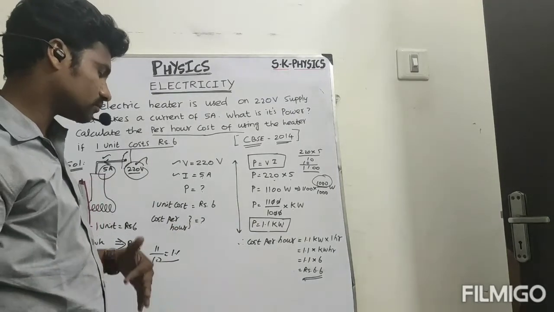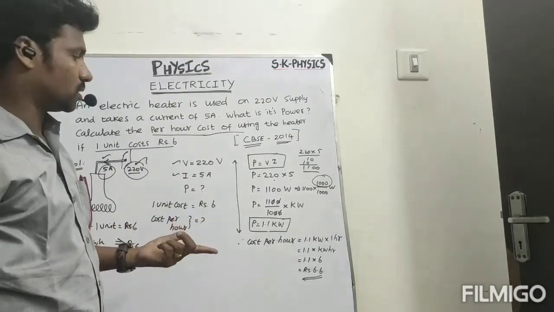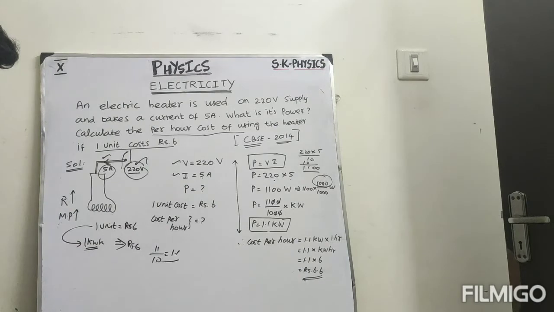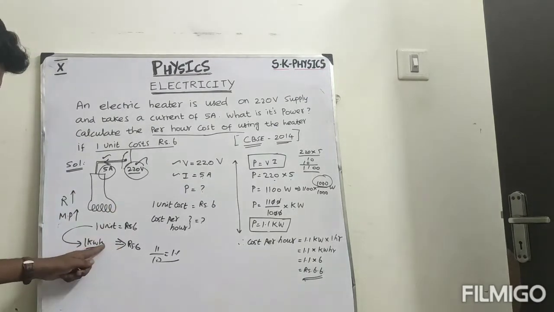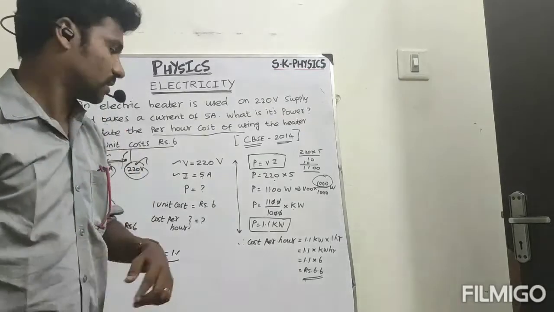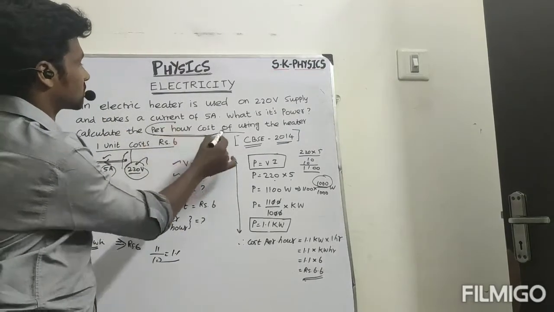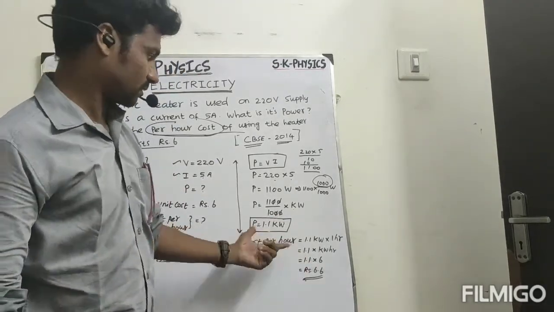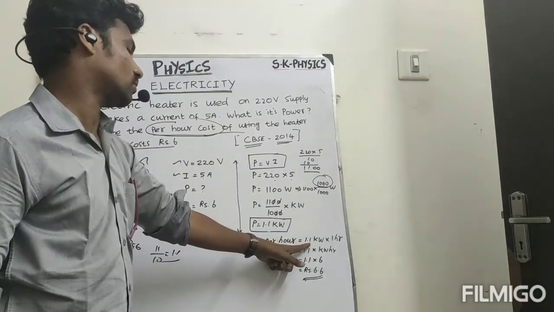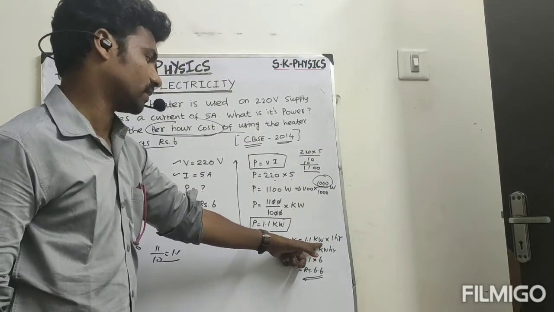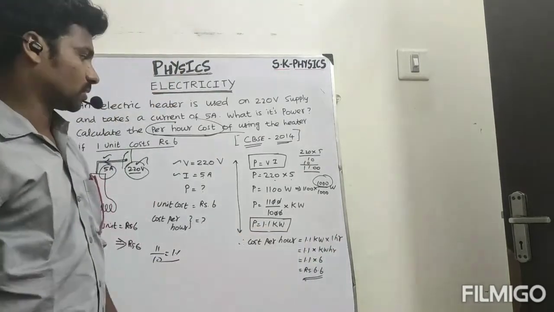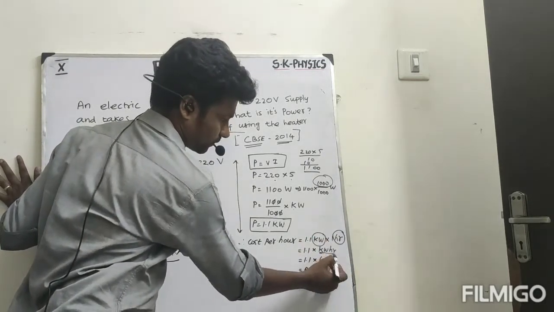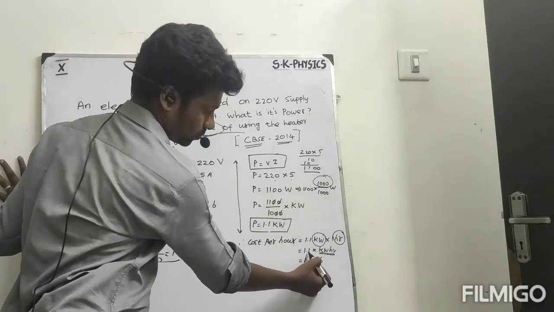So power is 1.1 kilowatt. Now kilowatt came, 1.1 kilowatt instead of 1 kilowatt. Then how many hours? 1 hour. The question is asking only the cost per hour. So 1.1 kilowatt for 1 hour, that is kilowatt hour. So 1.1 into 1 is 1.1 kilowatt hour.